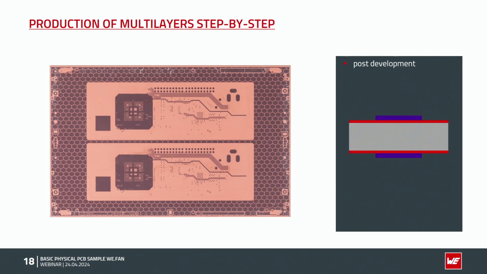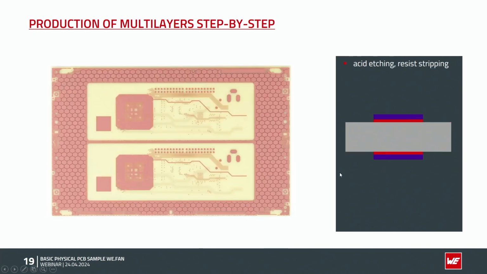And the next step is removing this not exposed resist. So what we can see here is photoresist staying on the copper and protecting the copper during the next step, which is etching. So etching the copper, we can see here after the etching process, exposing the base material inside of the core.